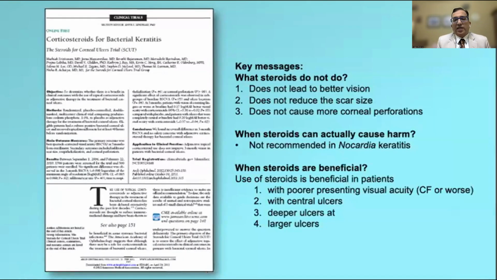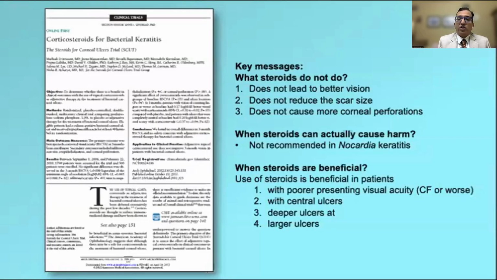So what does the SCUT study tell us? It tells us what steroids cannot do. It tells us that steroids cannot lead to a better vision, cannot reduce the scar size, and also it does not cause more corneal perforations, which was one of the concerns for using topical steroids in corneal ulcers. And what the SCUT study also tells us is that it is not recommended if the organism that you get is Nocardia. So it is contraindicated in Nocardia.